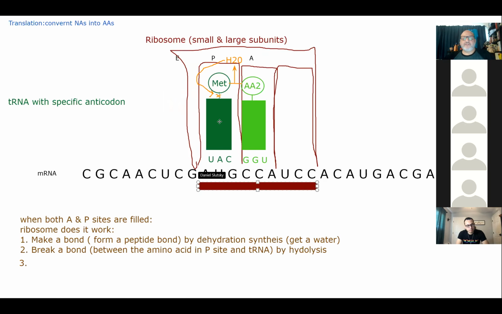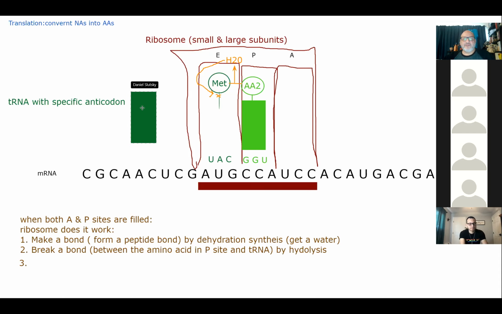Our first transfer RNA, which was in the A site, is now in the E site. And now that it's in the E site and it's not connected to the methionine anymore, what can it do? It's not a trick question. What do you think it does in the E site? Exit. Exits. There you go. Absolutely. So it exits.